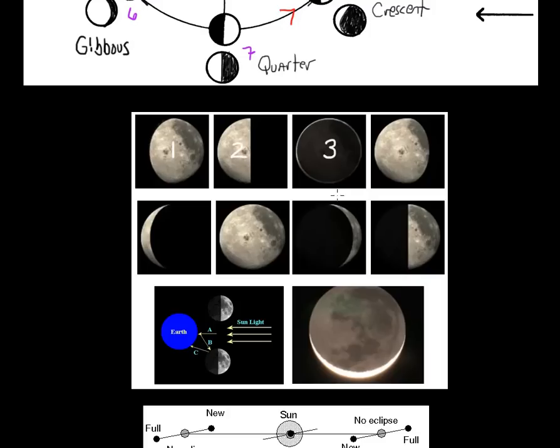Moon number 3, totally dark, that's your new moon. Moon number 4, again, looks like it's totally lit, but it's not the right-hand side, it's the left-hand side. It's that moon right there. This is the waning gibbous. This is moon number 5, left side crescent, waning crescent. Moon number 6, this is the full moon. Moon number 7, this is another crescent, right side bright, that's the waxing crescent. This is moon number 8, right side bright, this is the waxing quarter.